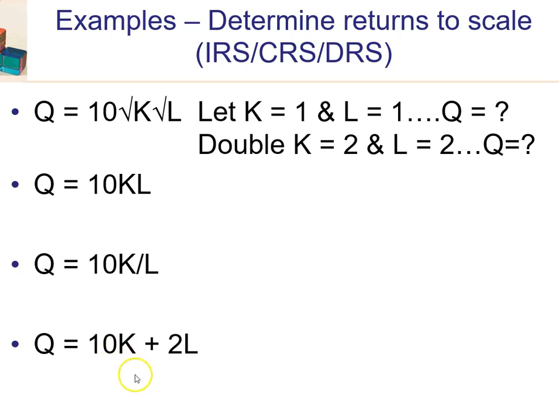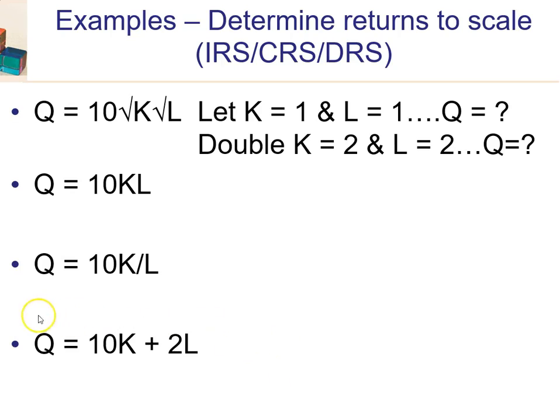Finally, let's do this calculation for this fourth one. Let K and L both be 1. How much is your output? It would be 12. Let K and L both be 2 now, doubling our inputs. Now we have 20 over here, and we have 4 over here. Add those up, that's 24. So output was 12, now it's 24. That's a doubling of our output. So this is an example of a constant returns to scale production function.